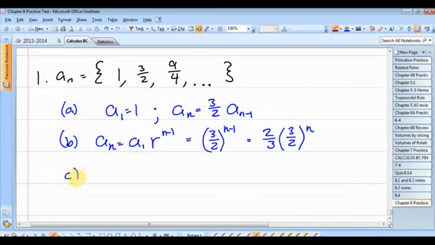C. Find the ninth term. A9 is equal to 2/3 times 3 to the 9th power over 2 to the 9th power, which is equal to 3 to the 8th power over 2 to the 8th power. Could we just leave it like that? I think, yeah, just leave it like that.